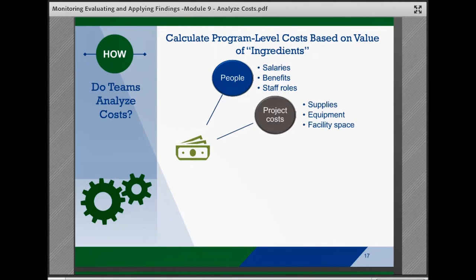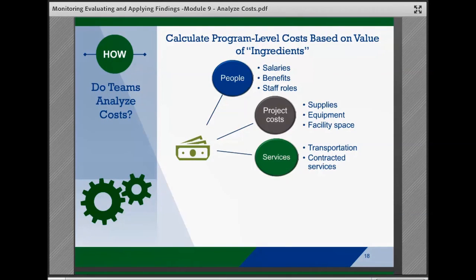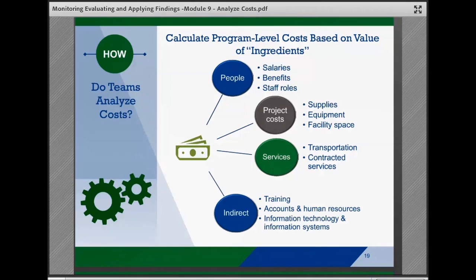Project costs such as materials, supplies, and equipment, as well as facility space and utilities. Service costs such as transportation for staff or participants, and contracted services with partner providers. And other indirect costs, for example, overhead costs that support delivery of program services that are shared across programs, such as training, accounting, human resources, and information systems. Costs should include not just what the agency pays for, but also the in-kind value of donations and volunteer time.